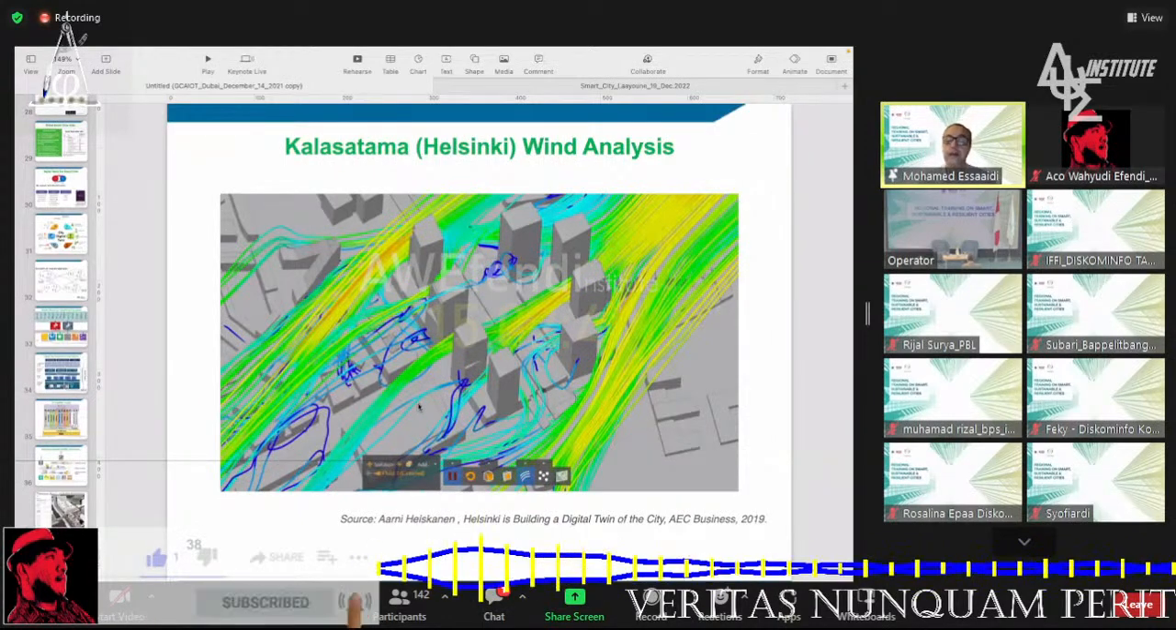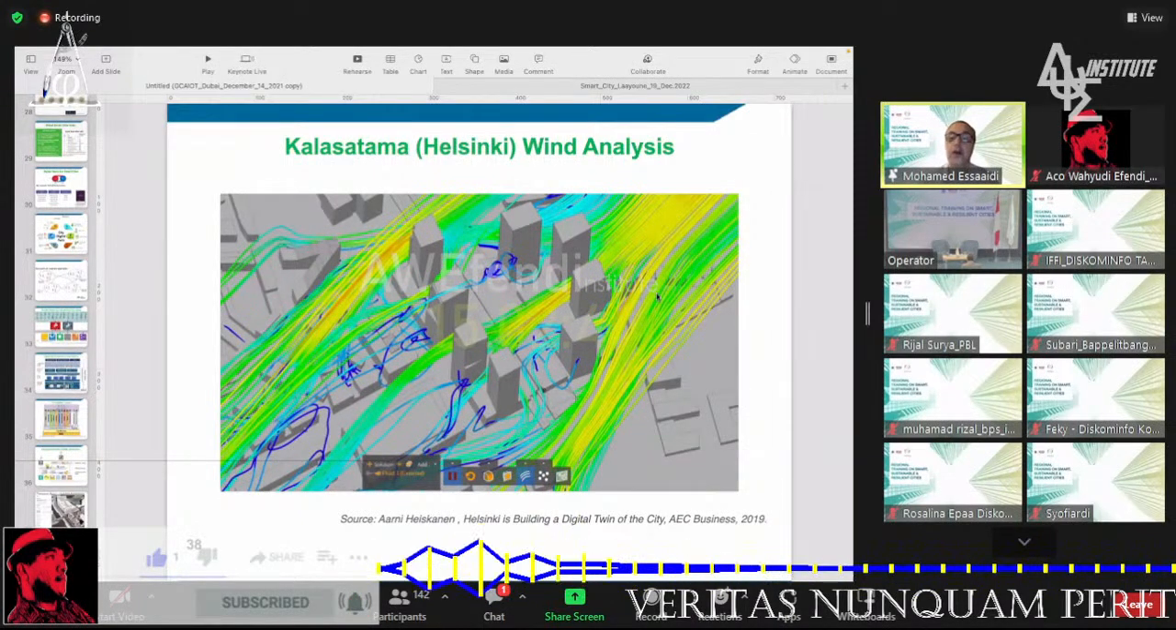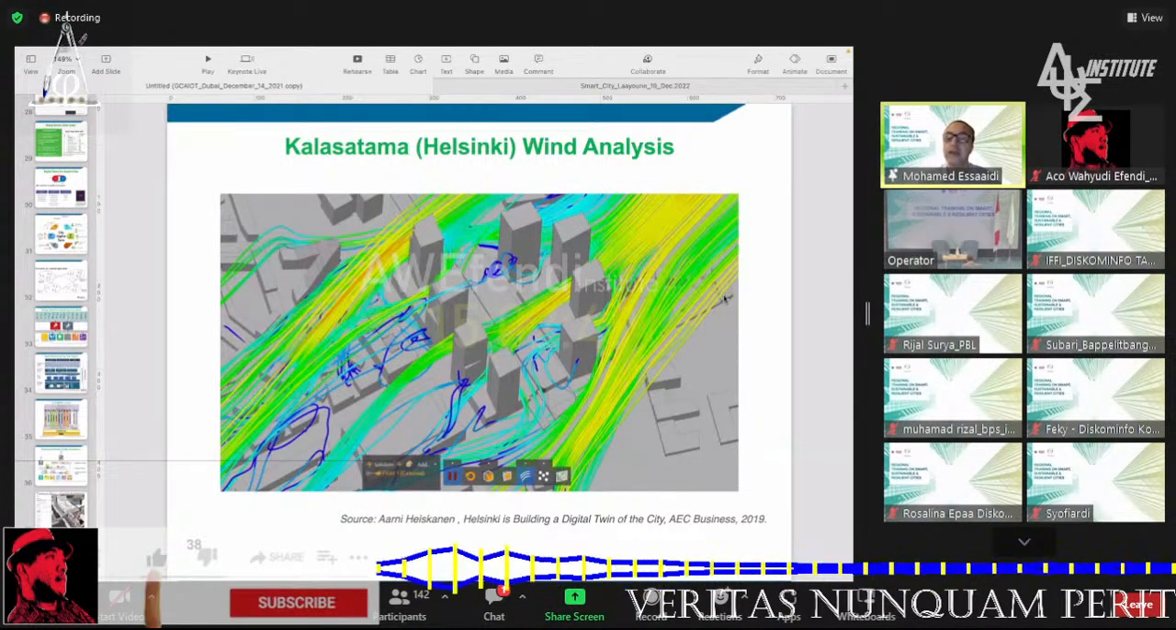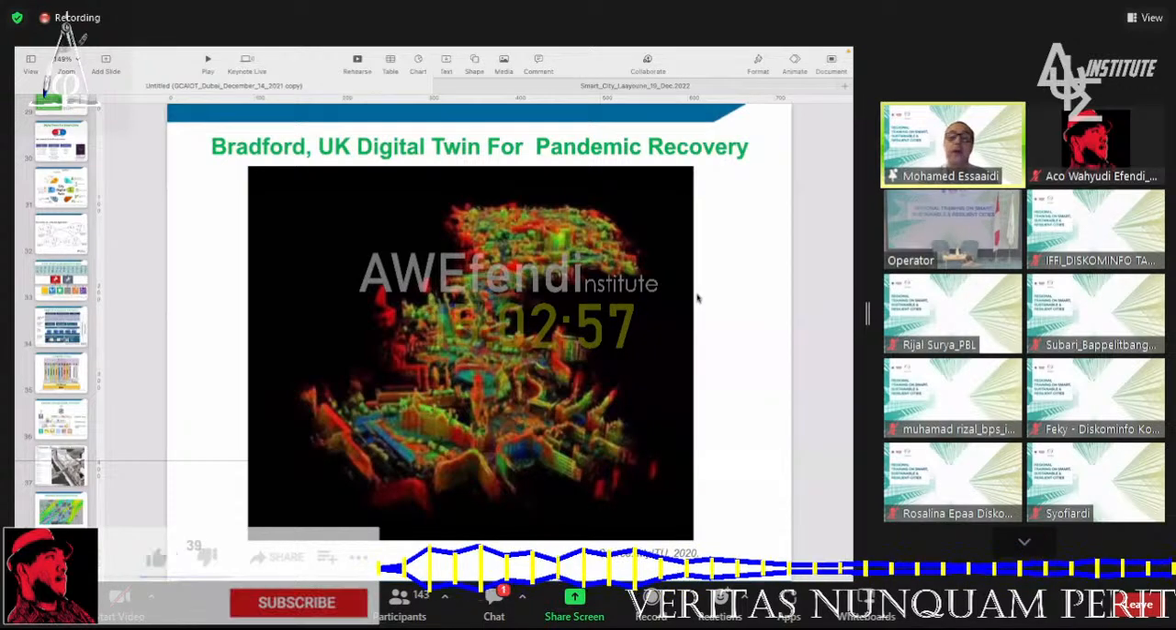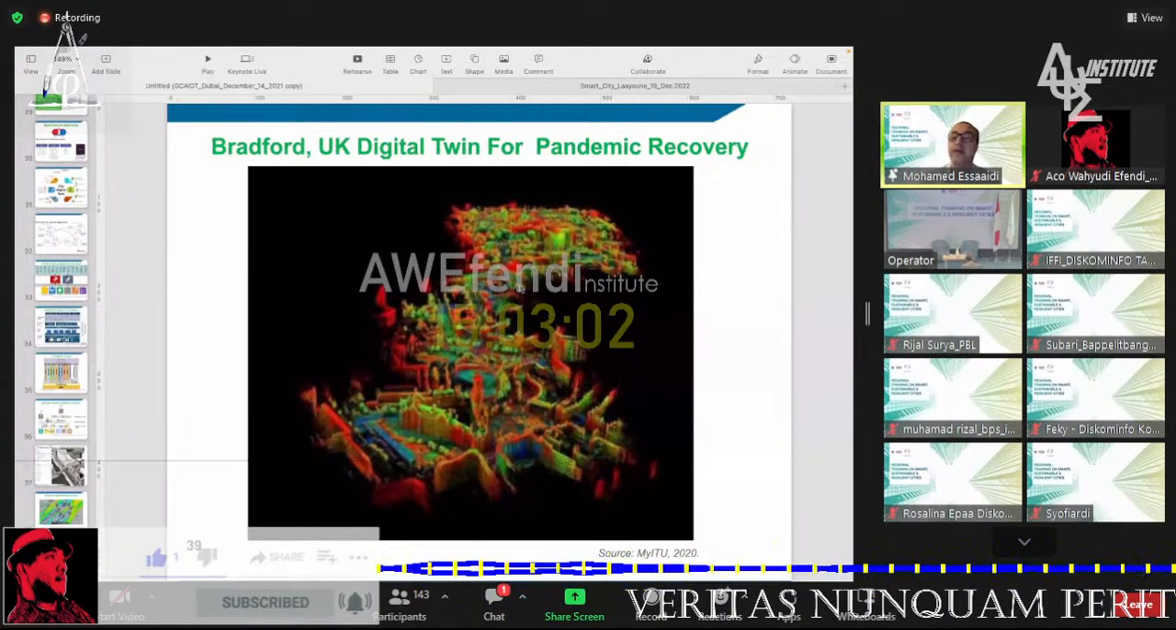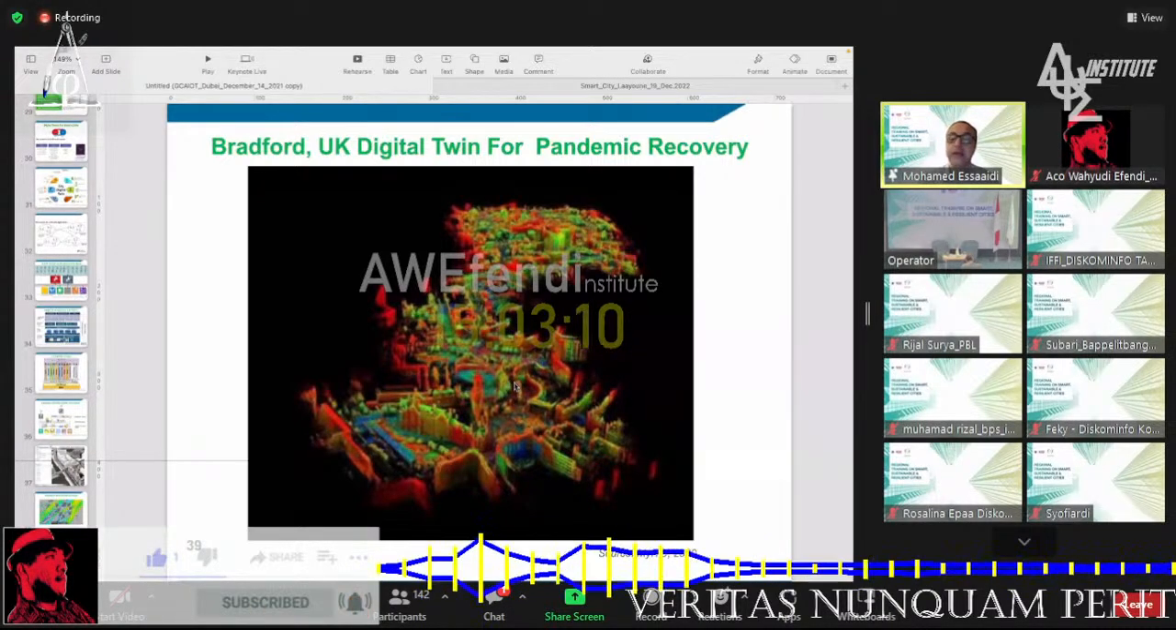Here you can see a specific application that allows to monitor the wind within the district. You have different colors indicating different wind speeds. In another application in Bradford, UK, digital twin was harnessed for pandemic recovery, and you can see here different areas of Bradford with different colors, showing different pandemic levels. The red ones, I think, refer to a high level of the pandemic, and the blue ones are the lower.